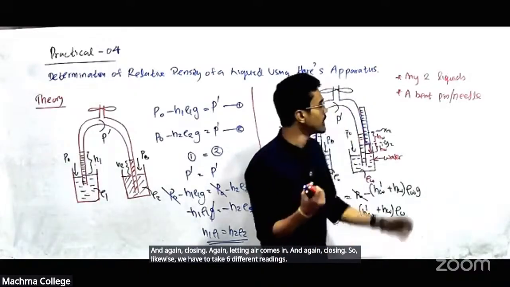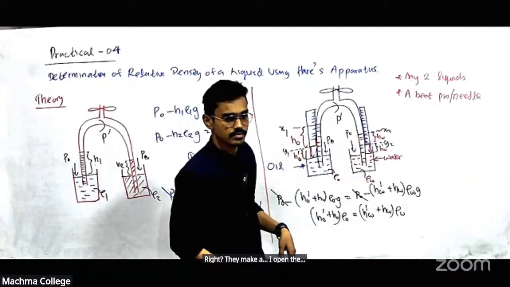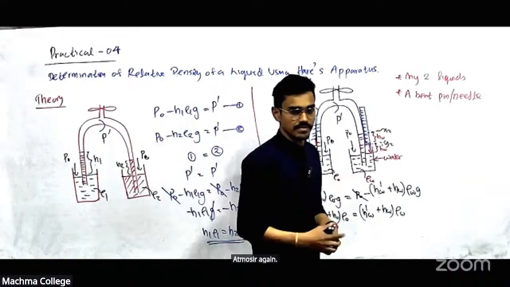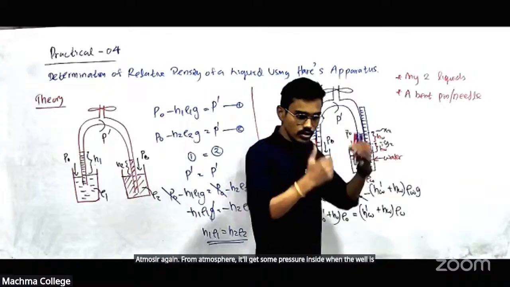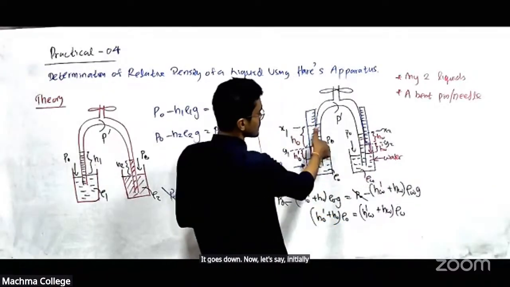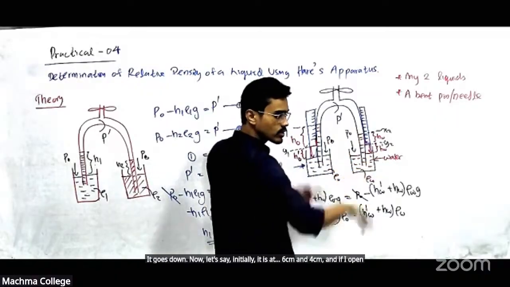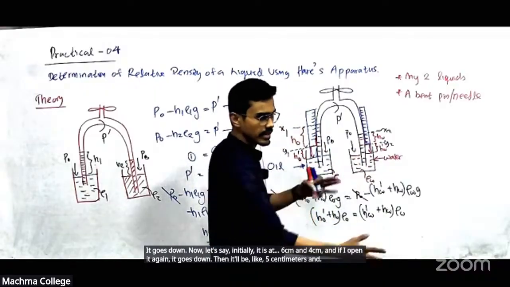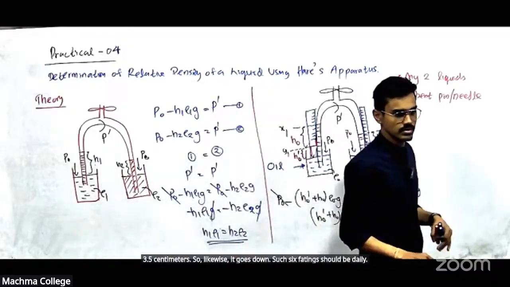Then, when I open it, it goes down, because from the atmosphere it will get some pressure inside when the valve is open. So therefore it goes down again. Let's say initially it is at 6 centimeters and 4 centimeters. If I open it again, it goes down, then it will be like 5 centimeters and 3.5 centimeters. Likewise it goes down. Such 6 readings should be taken to plot the graph.